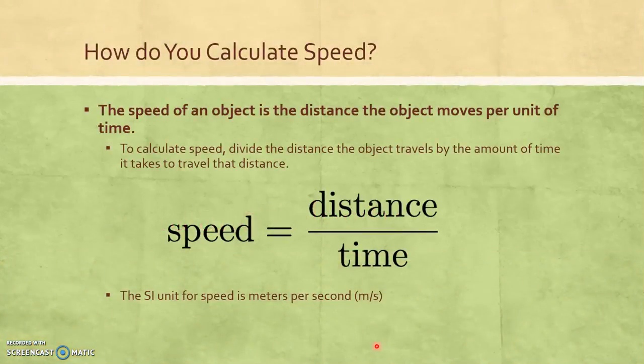So how do you calculate speed? The speed of an object is the distance the object moves per unit of time. So to calculate speed, divide the distance the object travels by the amount of time it takes to travel that distance. So speed equals distance over time. And the SI unit for speed is meters per second.